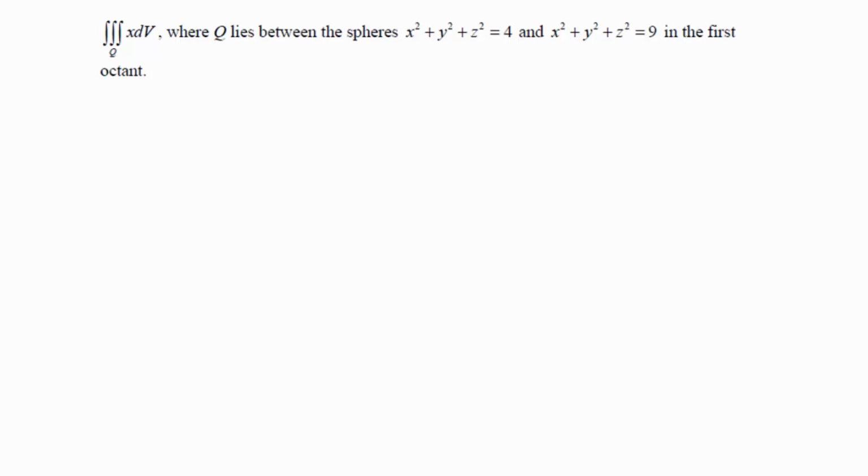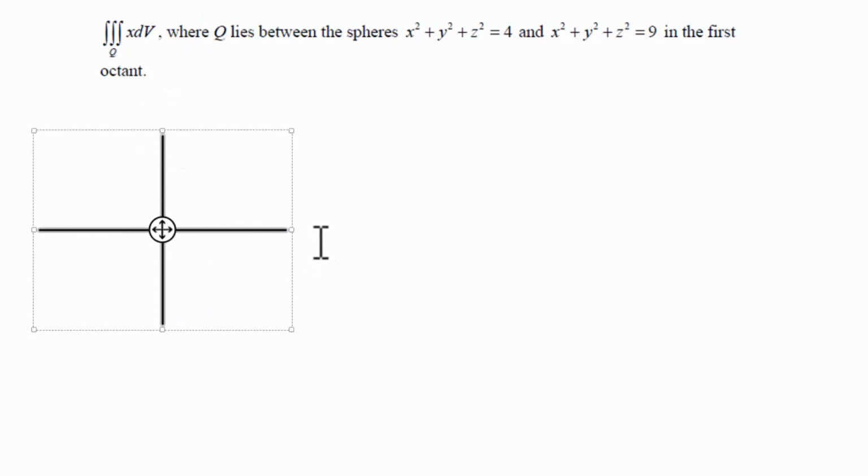Here's what I'm going to do on this one. I'm going to draw my 3D picture in 2D. In other words, I'm going to look at a cross-section of it because they're spheres. They're symmetrical, right? So here's my x, y, and z axes. We know what the sphere x squared plus y squared plus z squared equals 4 looks like, right? Center at the origin, what's the radius? 2. So I'm not going to draw the entire sphere. I'm just going to draw maybe a cross section in the YZ plane.